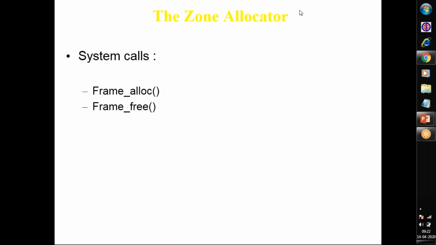These are the system calls for zone allocation: frame alloc and frame free. One is alloc and one is free. The physical memory is divided into various frames. When you want to acquire one, the process is called frame allocation. Otherwise, when you want to free it, or the process has been terminated or stopped, it is called frame free.